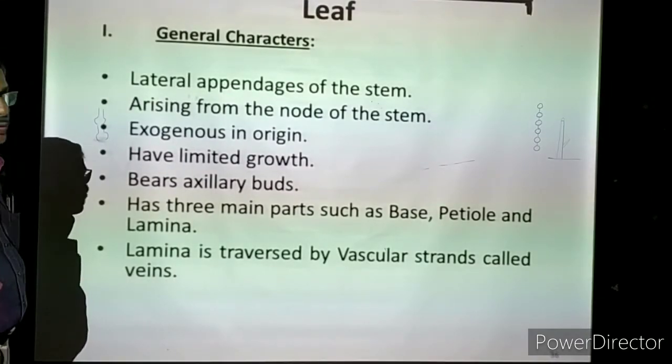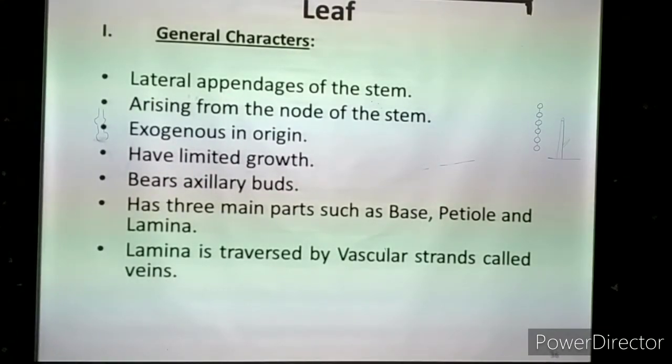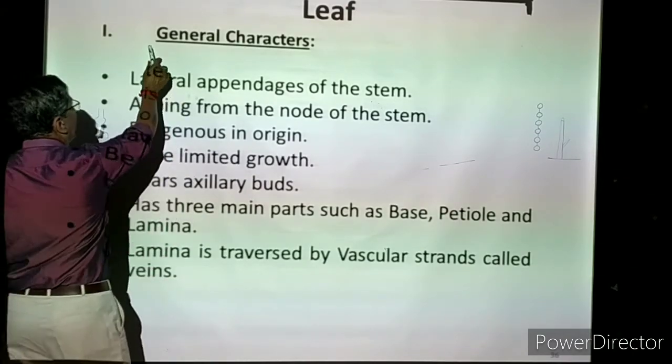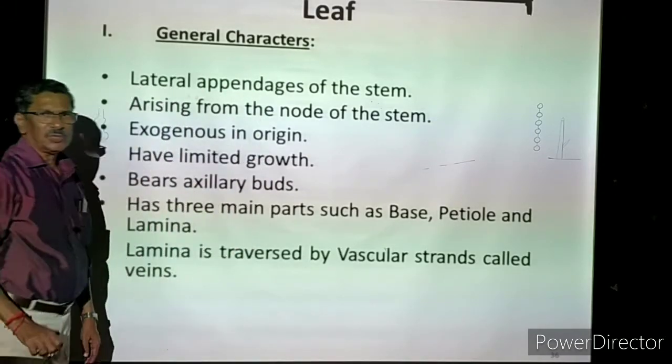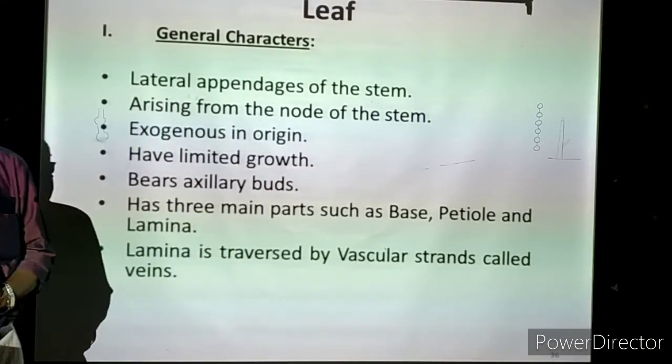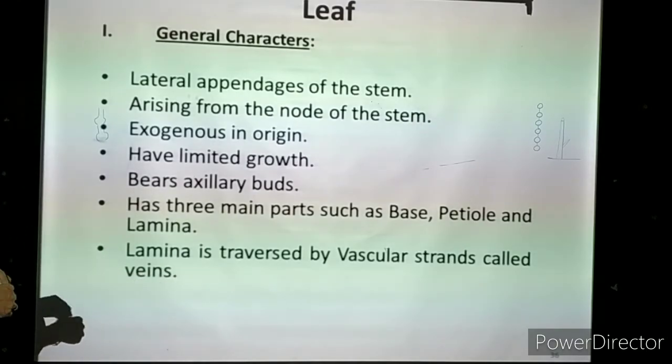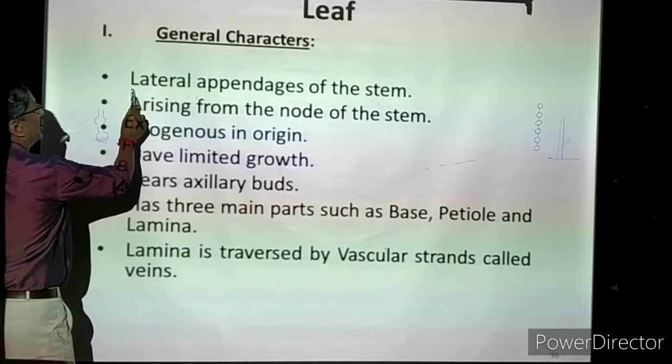In the shoot system, the first one, the stem, is over. The next one, we are going to study about the leaf. So leaf singular, leaves plural. What are the general characters of the leaves? Now generally when we say what a leaf is, you can say it is green in color, it is flattened in nature, it is having a stalk. The same thing we are going to study.